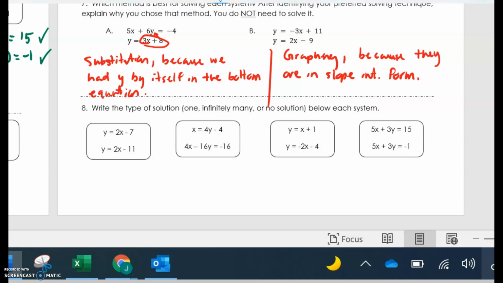But I'm going to look for patterns here on the first one. So I'm noticing that these are both in slope-intercept form, and they both have the same slope but different y-intercepts. So what that's telling me is if I graphed them, these lines won't cross because they're parallel, right? So if they're parallel, they're not going to cross. Therefore, this line here is no solution.